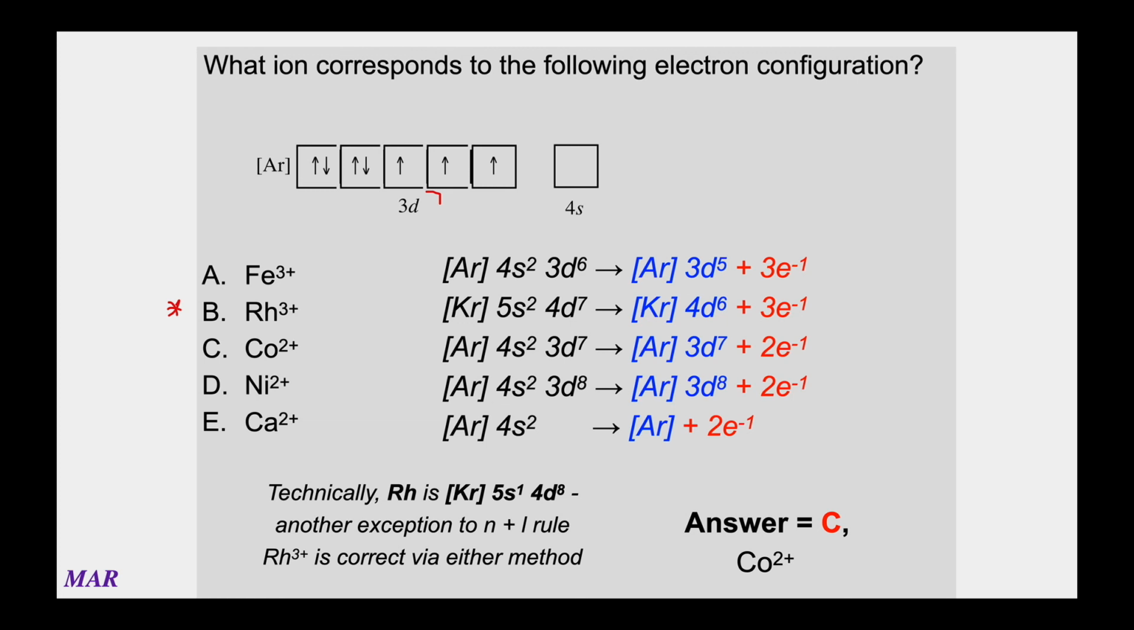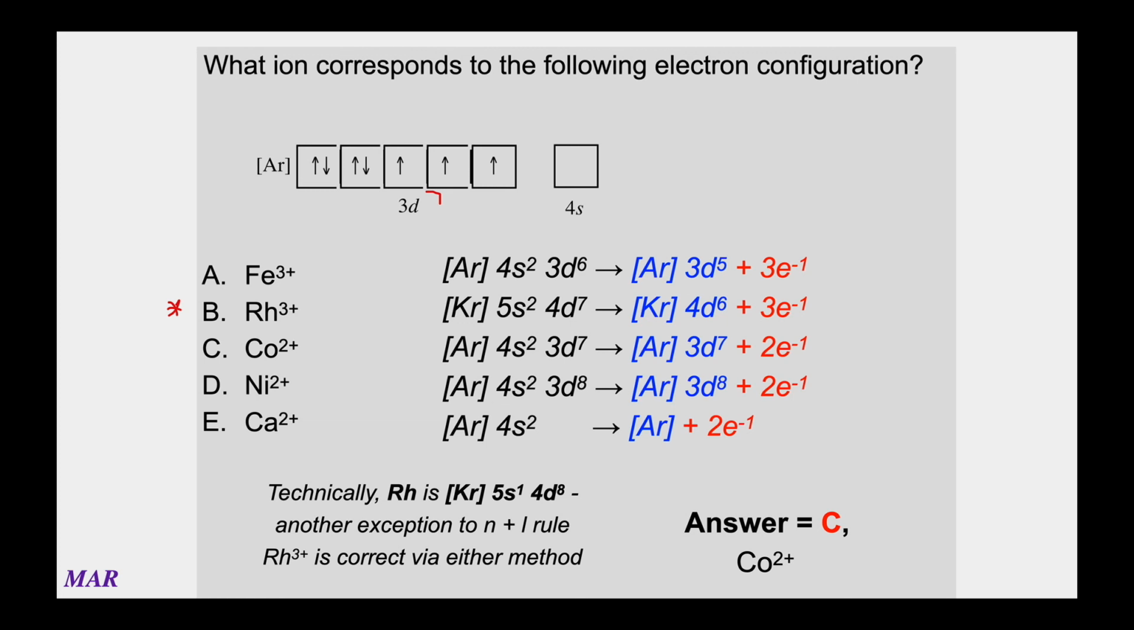Another thing too, rhodium is another one of the weird exceptions to the n plus l rule. Rhodium is actually krypton 5s1 4d8. Up there I wrote it as krypton 5s2 4d7. Neutral rhodium is actually krypton 5s1 4d8. This is again chemists' inability to understand totally what's happening. n plus l, which is what we are using, works pretty well most of the time, but there are some exceptions. However, as an ion, you could use either configuration and end up with the same result, which is also good. But that's neither here nor there.